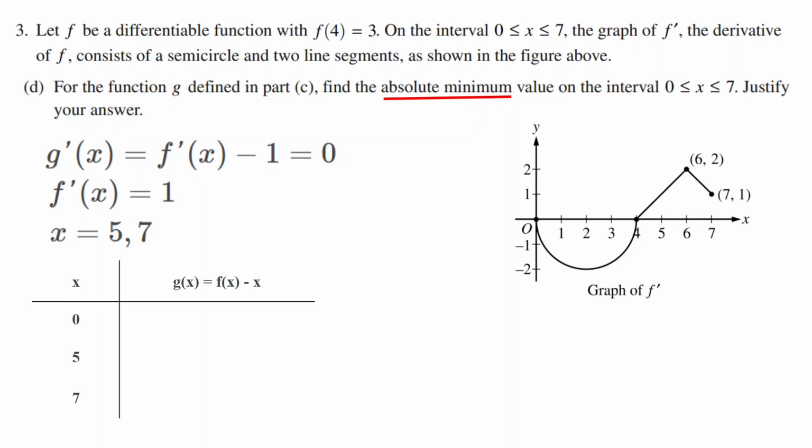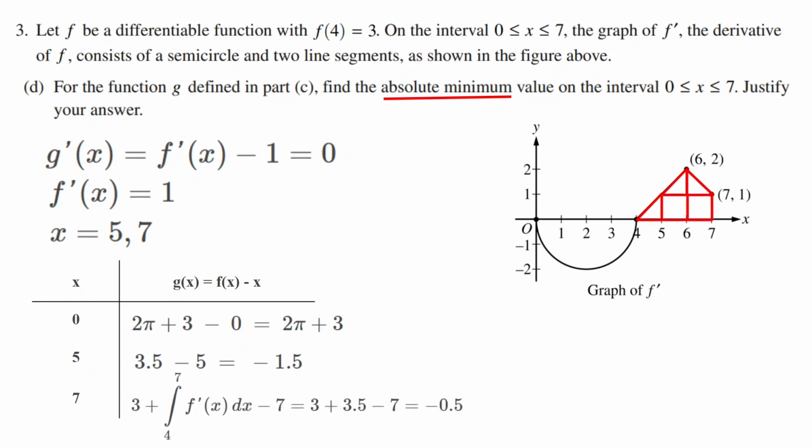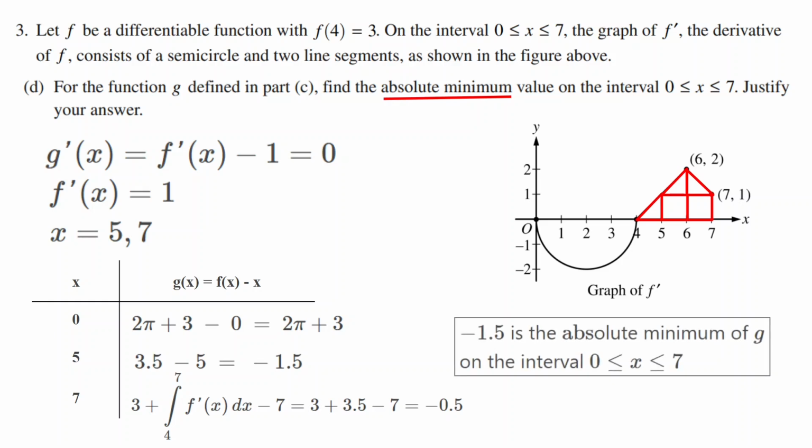We know that g of x equals f of x minus x, and we can plug in values to this function. F of 0 and f of 5 are from part A, and we subtract 0 and 5 from them. F of 7 is equal to f of 4 plus an integral from 4 to 7 of f prime. To find this, we add up these three triangles and two blocks to get 3.5. G of 7 ends up being 3 plus 3.5 minus 7, equaling negative 0.5. We found our absolute minimum of g on the interval 0 less than or equal to x less than or equal to 7. FRQ number 3 was pretty simple and just tested our basic skills of FTC, derivatives, and integrals.